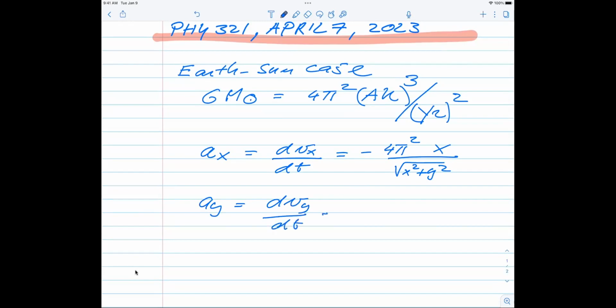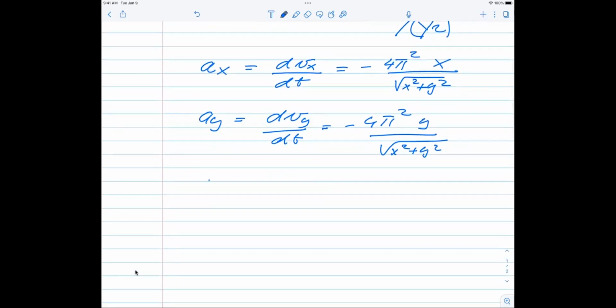which now reads simply -4π² times y divided by x² plus y². And similarly, we had a differential equation for dx/dt, which is v of x. And finally, the last equation, if we are in 2 dimensions, then we have 4 coupled differential equations. If we move to 3 dimensions, we will have 6 coupled differential equations.